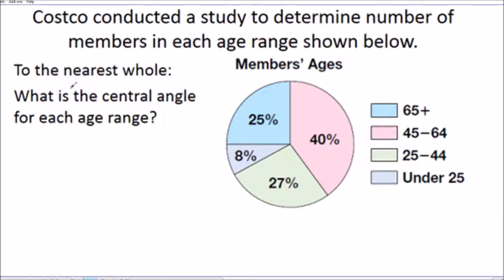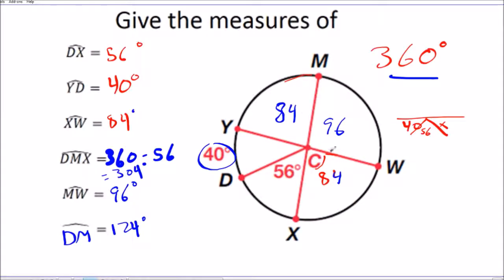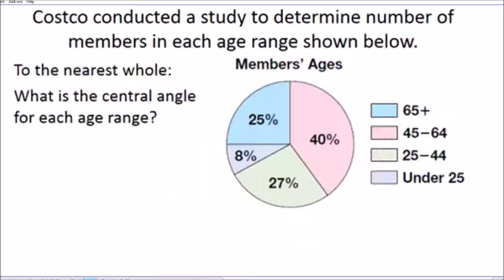So here's the question we have to ask. To the nearest whole number, what is the central angle for each age range? Okay, they want us to find angles. So it's very similar to the previous question where we had to find the number of degrees in these angles. Except we have a little bit different information. We have percentages. And so one thing we need to think about for a minute is what the word percent means, because this is really easy to forget, and I want to reteach you that in case you forgot.